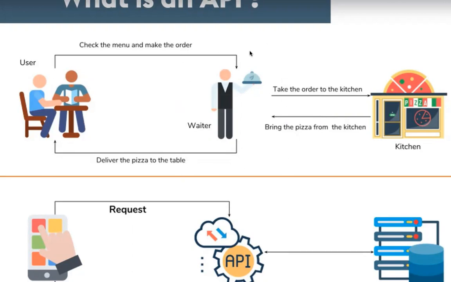So API is nothing but a way to connect two different end systems. Based on the request, through this API, it goes somewhere and gives a response back to this API again. From here, this guy is providing that request.